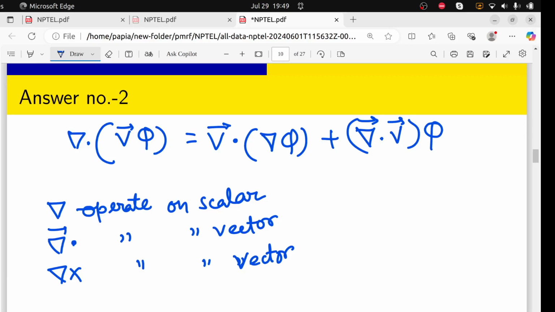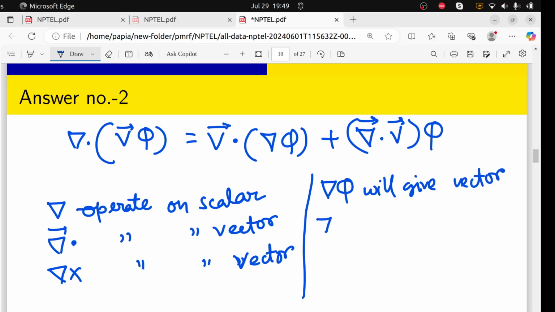Only these three things you need to remember, and these three also you need to remember, that grad of phi will give a vector, divergence of a vector will give a scalar, curl of a vector will give a vector. Only this table you need to remember.